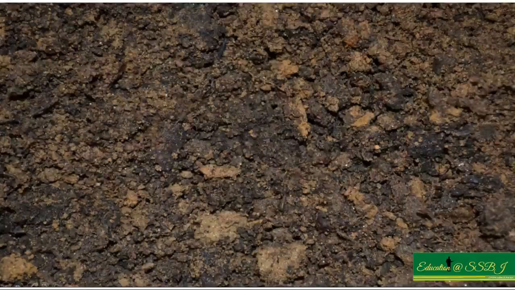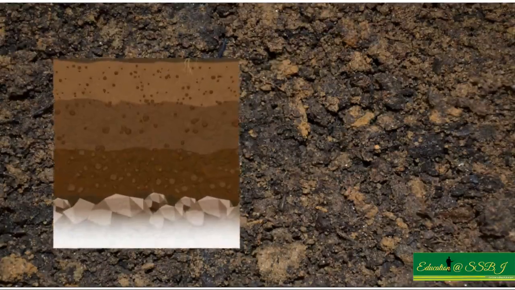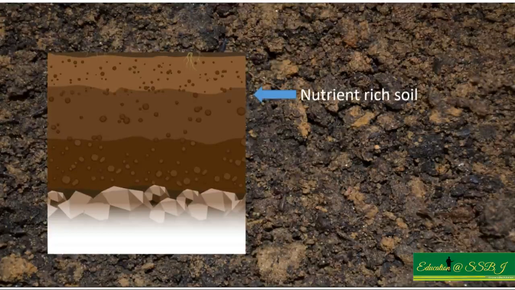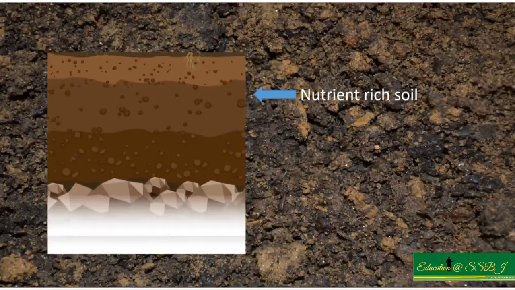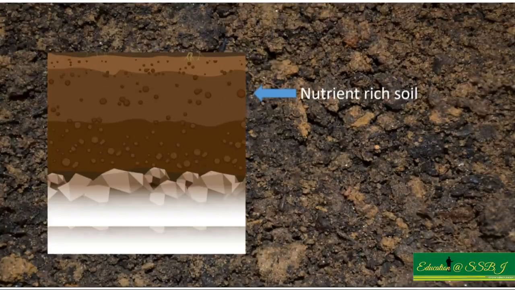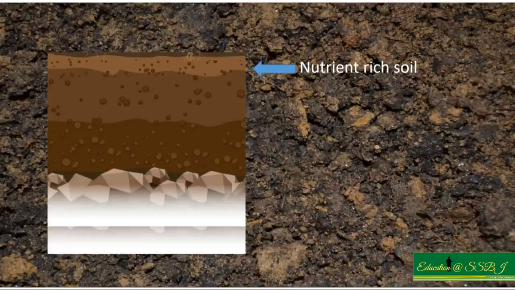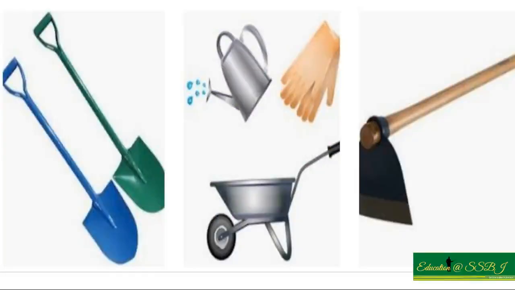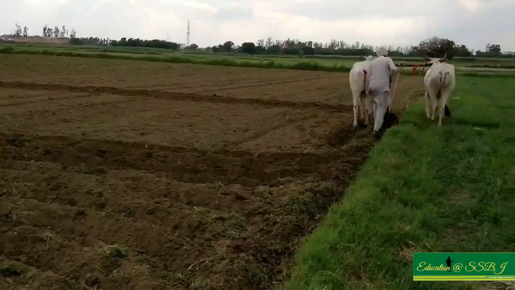Why should we turn the soil? These nutrients are at the bottom of the soil, and turning the soil helps to bring those nutrients to the upper layer. Now, how can we loosen or turn the soil? There are some tools which are available. Those are all agricultural tools.